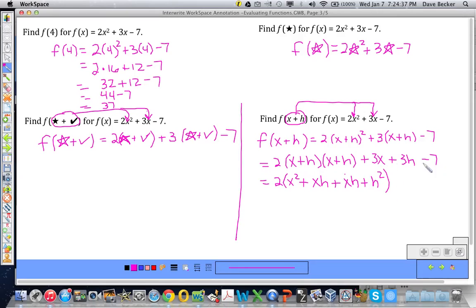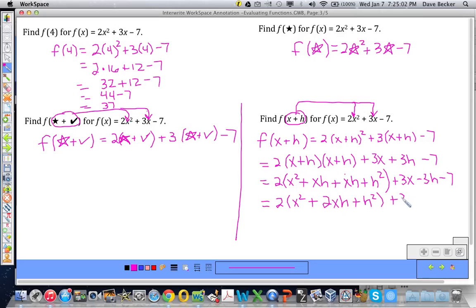Okay? Nothing I can do here to simplify, so these guys are just going to keep coming along for the ride. And now I'll distribute, or no, I'm going to simplify here. So this is 2 times x squared, xh plus xh, there's 2 of them. So that's 2xh plus h squared. Oops.